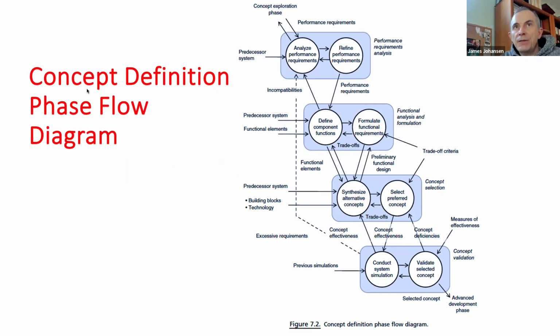So now let's think about the flow diagram for the concept definition phase. And so first we do the performance requirements analysis. And so we have inputs from things that have been done before, including predecessor system capability. And so what is the sweet spot that we need for the level of capability we're trying to do with this acquisition? Then we get into the functional analysis and formulation. And so perhaps there's functional elements that have been used previously, and so it makes sense to keep working on those. There's going to be trade-offs that are going to be taking place in this, and then you're going to be working out the functional requirements as a result of that.